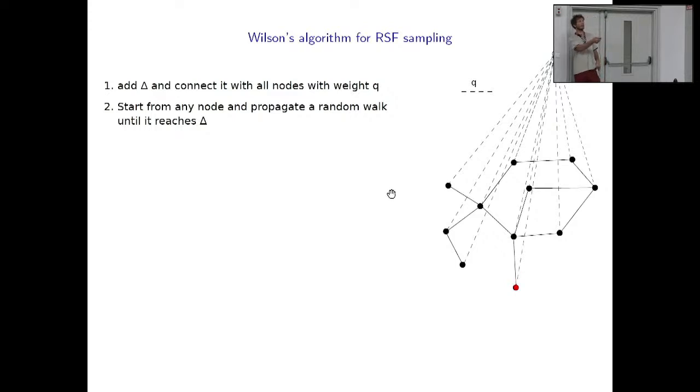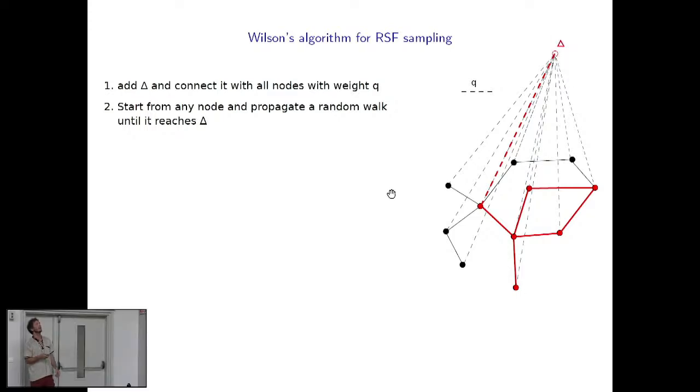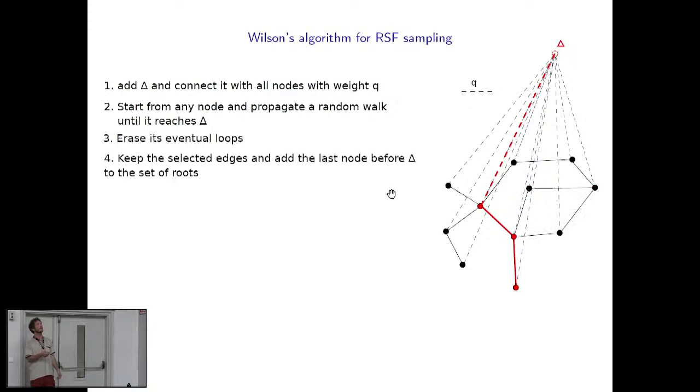Say I start here at the bottom, and I do my random walk. So I walk around. Of course, eventually I stop, unless q tends to 0, where I don't stop and the algorithm just turns forever. When I stop, I erase loops. Another name for this algorithm is the loop-erased random walk algorithm. So I erase this loop here, and I keep the selected edges and add the last node before delta to the set of roots. So this here will be a root, and those two edges will be in the tree rooted here. I keep this information.